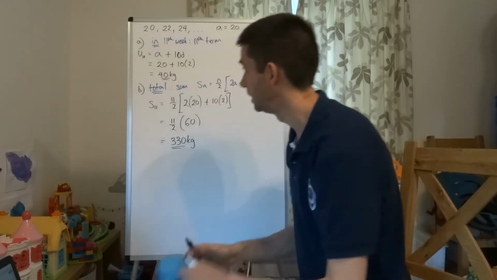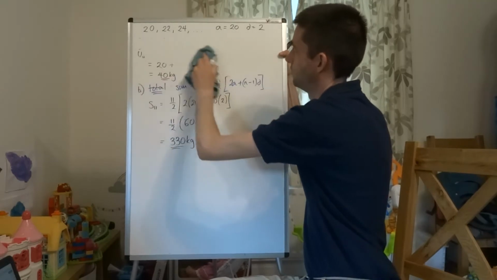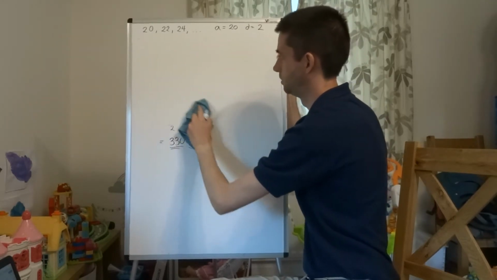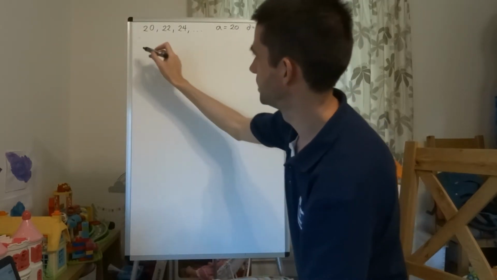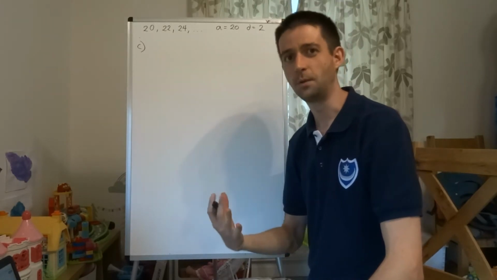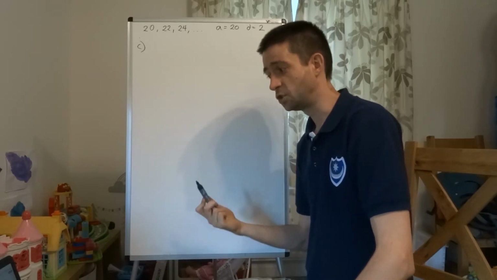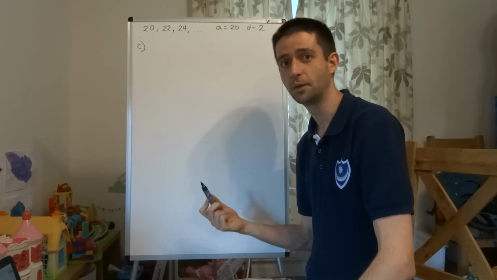I'll just clear that so I can do part C. I don't need any of that information apart from the fact that a is 20 and that d is 2 to do part C. So, part C is saying that the season lasts for n weeks. So we don't know n, we don't know the number of terms in the sequence. And it says during the season the farmer collects a total weight of 780 kilograms.